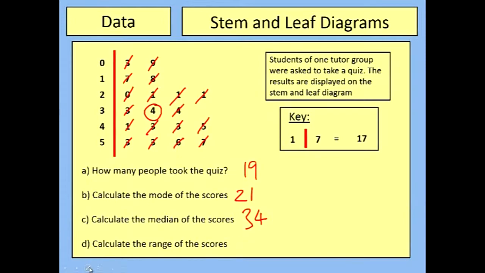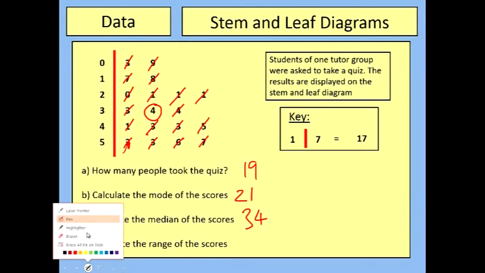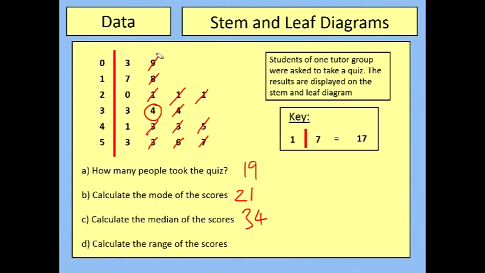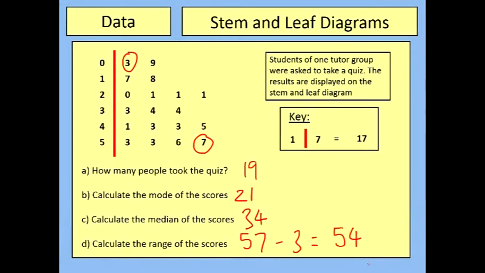And finally, calculate the range of the numbers. Now to calculate the range, you need to do the largest number, take away the smallest number. So we find the largest number. Now that will be in the bottom right hand corner of any stem and leaf diagram there, 57. And we subtract from that the smallest number, which will be in the top left, which is 3. 57 take 3 is 54, which is the range of the numbers.